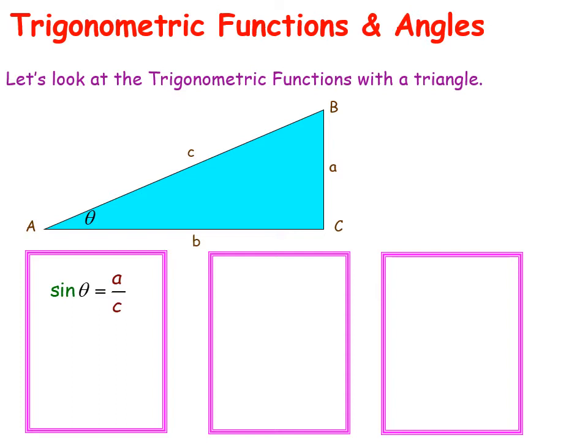First, find the ratio of sine. Sine will be opposite over hypotenuse, means A over C. Then cosine, it will be adjacent over hypotenuse, B over C. Finally, tan will be opposite over adjacent, A over B.